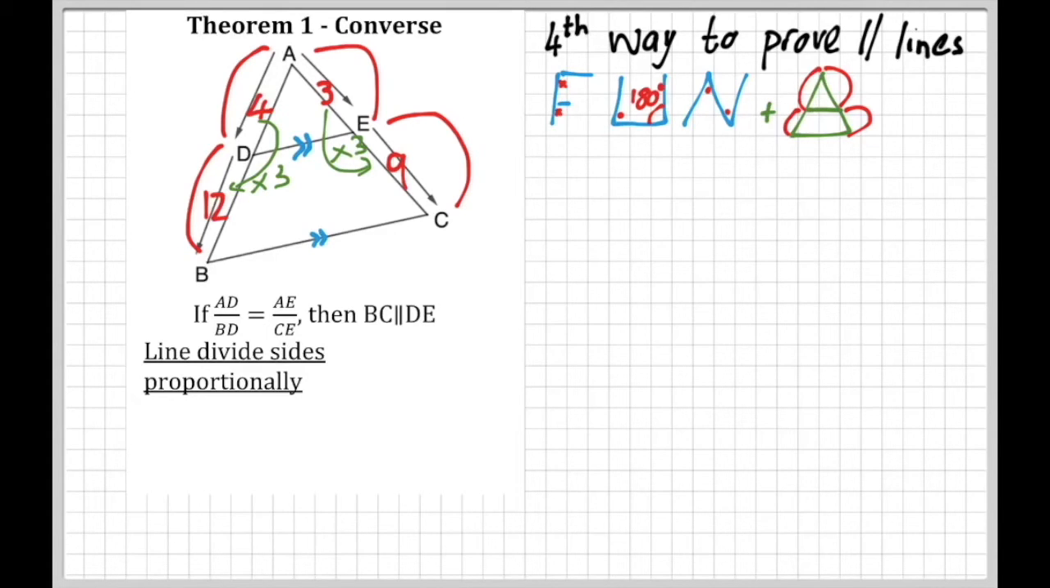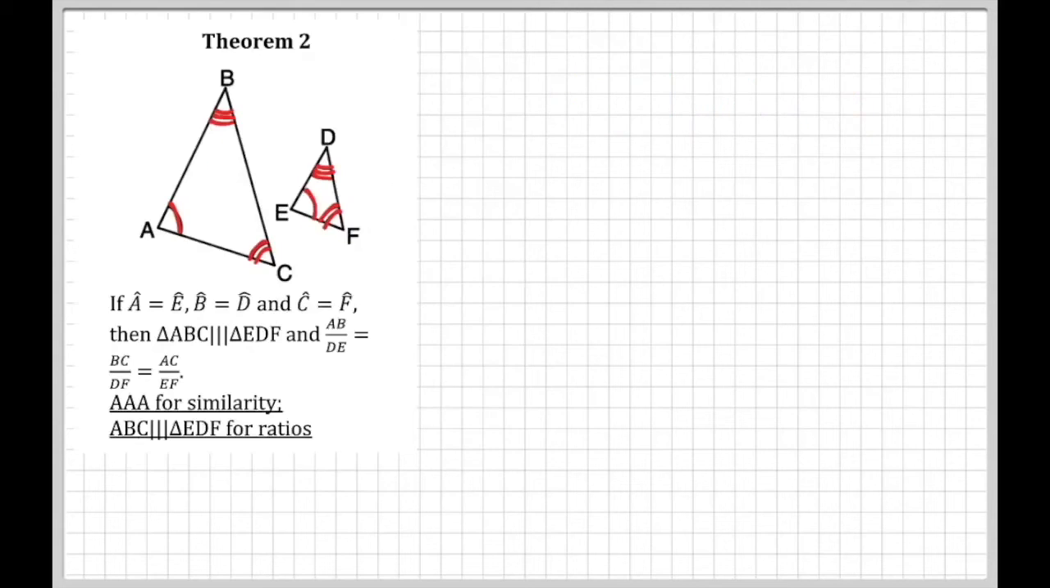Let's move over to Theorem 2. Now, Theorem 2 is usually where the pawpaw starts eating the fan. So in Theorem 2 it says, if the corresponding angles, so angle A is equal to angle E, angle C is equal to F, and angle B is equal to angle D, then 2 things happen.